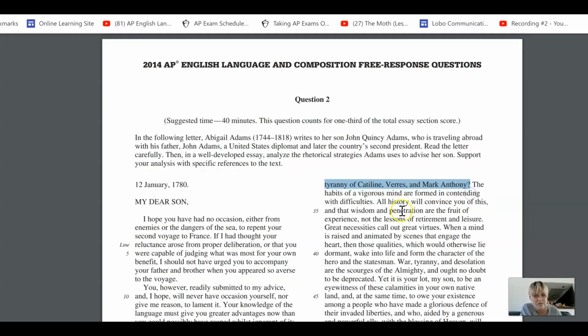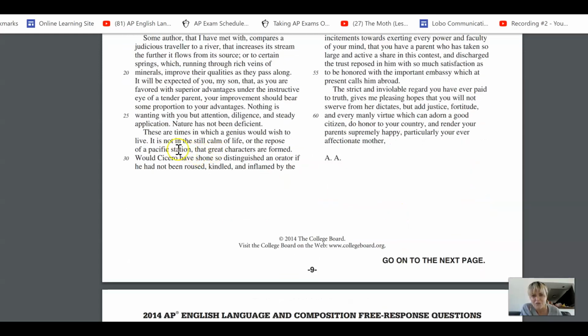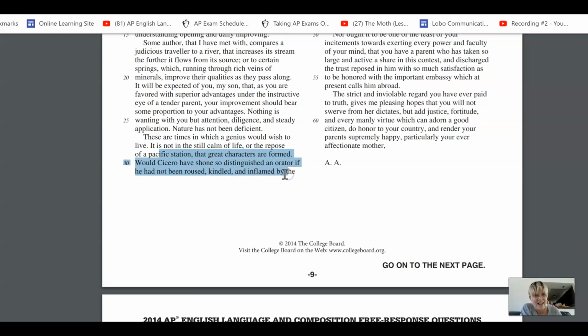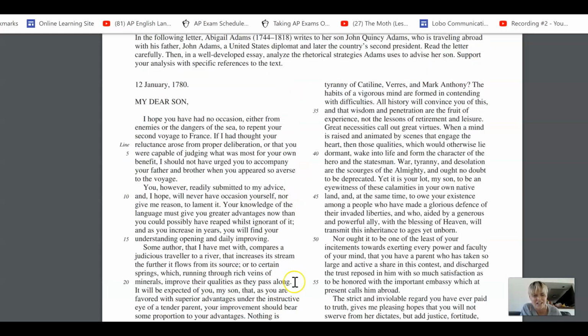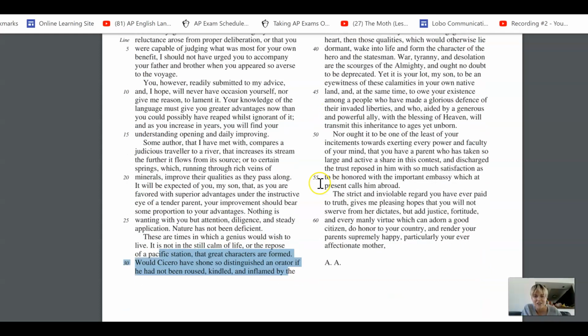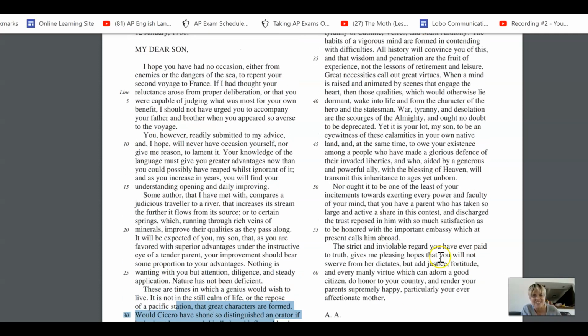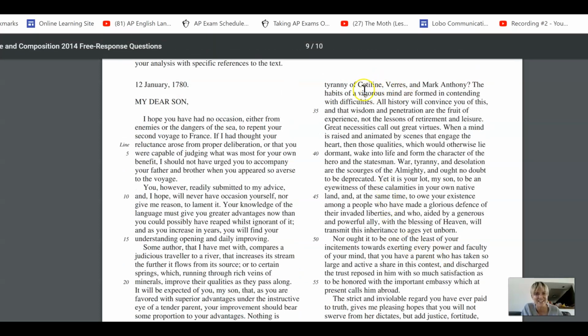All right, good. So what device do we have here? We've got this reference to Cicero, and he's being compared to Cicero, right? She's comparing him and his trials to what Cicero had to go through. This is technically an allusion. If you can't remember what the title of the device is, at least note that she's referring to someone famous and comparing him to that, right? Technically, she's using an allusion here.